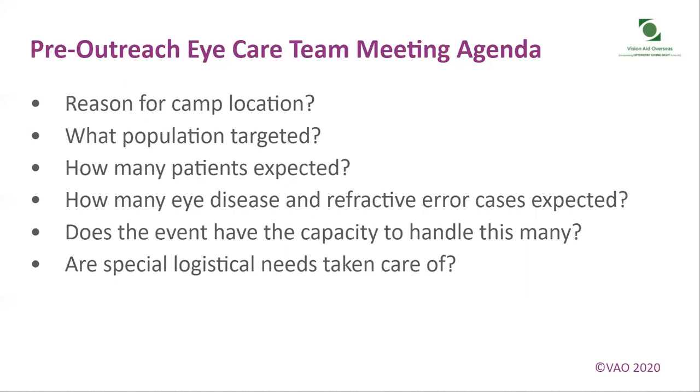A pre-outreach team meeting might cover the reason for having selected the camp location, what population will be targeted, how many patients are expected, and how many eye disease and refractive error cases are expected. Does the event have the capacity to handle this many patients? Compare your available resources, considering your sponsor's capacity, to your expected need.